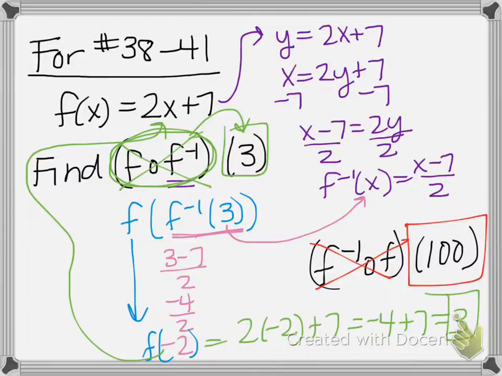But when you compose a function with its inverse, they cancel each other out, and whatever your input is also going to end up being your output at the end, because everything's just going to perform the function, and then everything's going to get undone when it plugs into the inverse, so you just get right back to where you started. So hopefully that helps with 38 through 41.